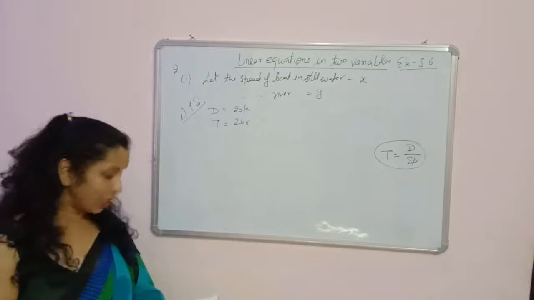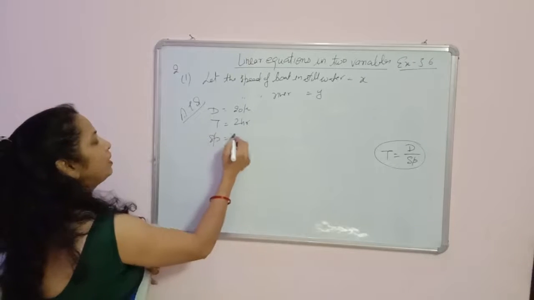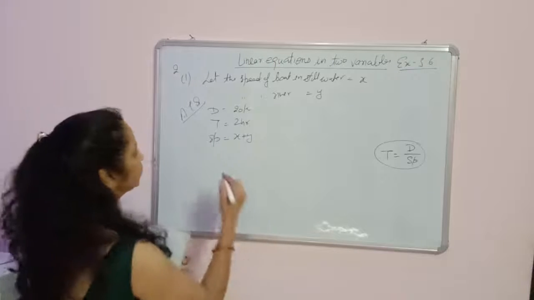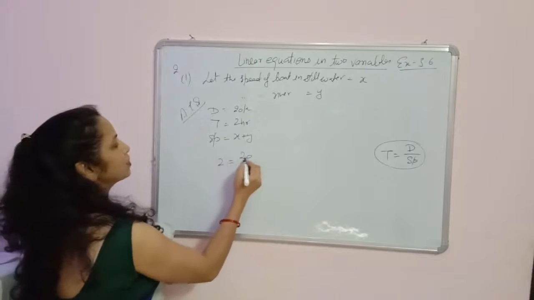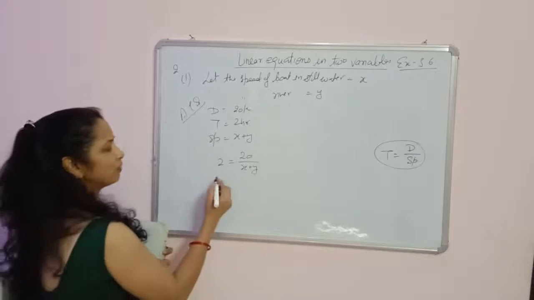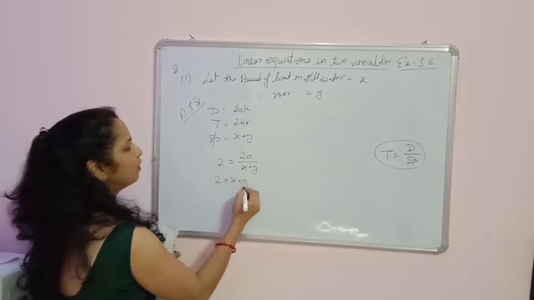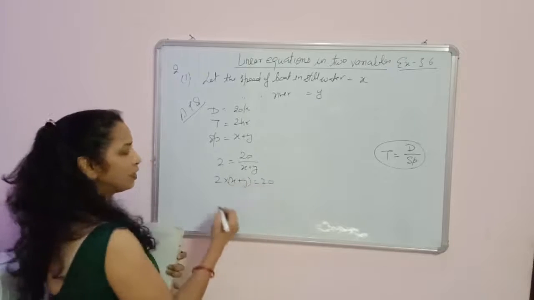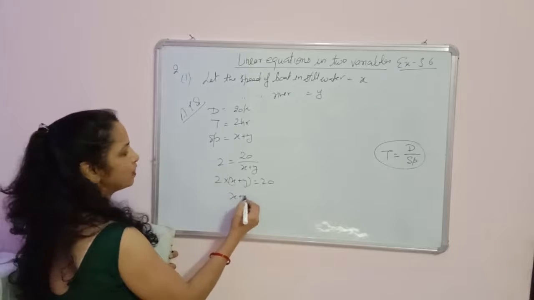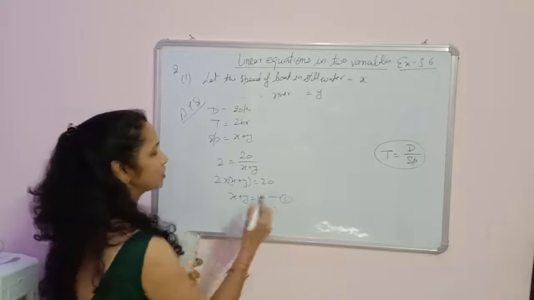Since she is going downstream, the speed will be x plus y. So you can make the equation: time is equal to distance upon speed. This is equation 1. You can simplify it by the cross multiplication method, that is, 2 into x plus y is equal to 20, or 2 can be in the denominator of 20. So x plus y will be 10. This is the first equation, a very easy equation.